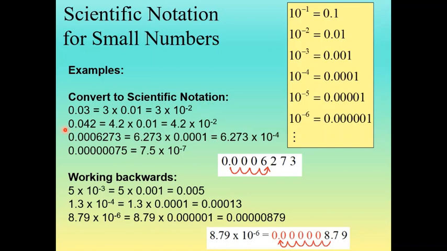For the number 0.042, again, there's 2 ways you can think of this. It's either 4.2 times 0.01, which is 4.2 times 10 to the minus 2, or again, we can take this decimal point, which is right here, and we can move it over twice to put the decimal between the 4 and the 2, where it is here. And that moving the decimal twice means we have 10 to the minus 2 power.